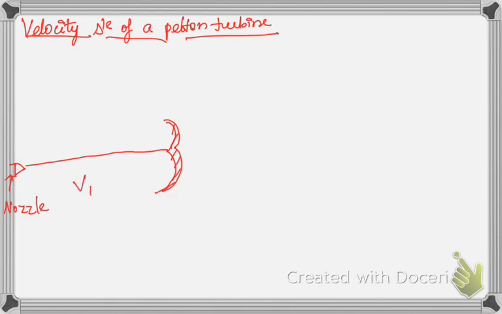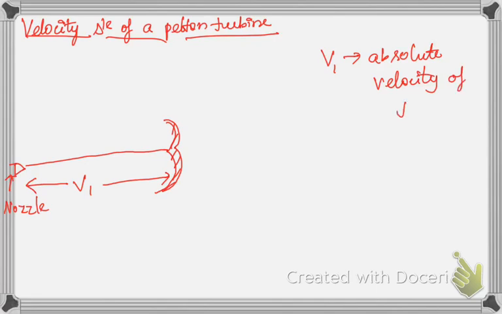We call this the velocity of jet. The velocity of water is called the velocity of jet. We call this the absolute velocity of jet. Remember one point: all the inlet triangle will be denoted by 1 and all the outlet will be denoted by 2. So 1 will be denoted as inlet and 2 will be denoted as outlet. So I'm using V1, because it is an inlet triangle and we are using the denotation 1 here. V1 is the velocity which is striking from the nozzle.